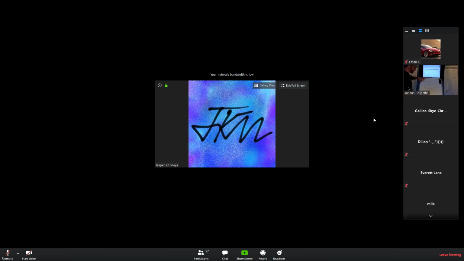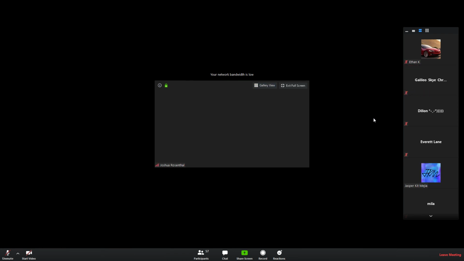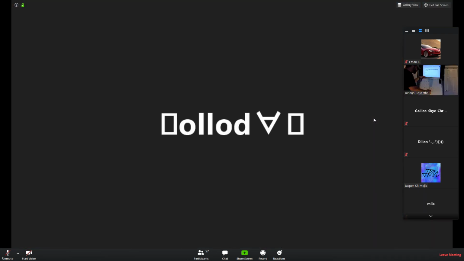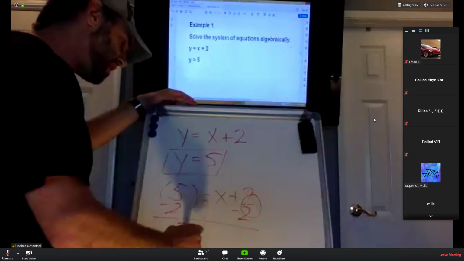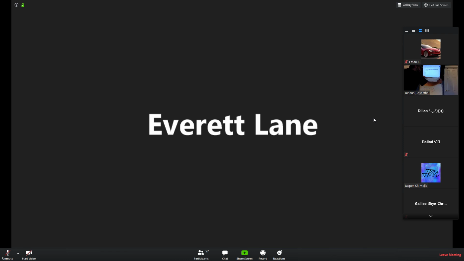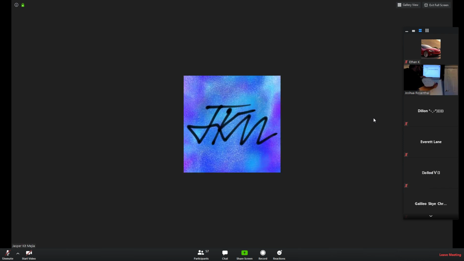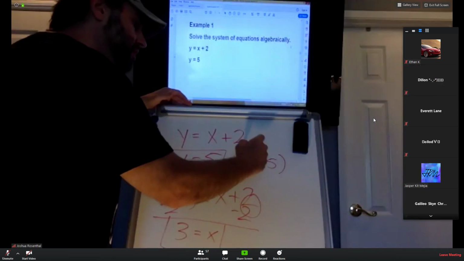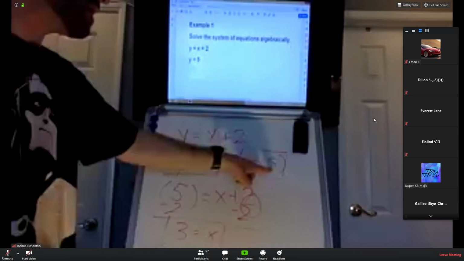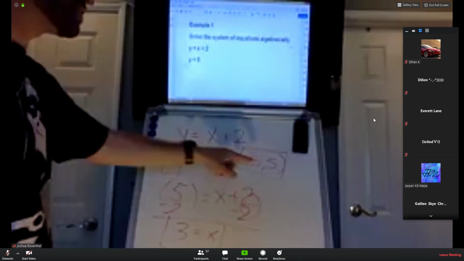So I rewrite the first equation with parentheses for the y, and I substitute the y. Then I subtract 2. And 3 is equal to x. So what's the coordinate then? It'll be (3, 5). This is a clean way to put it in your answer key. I can grade it so fast when you put it like that. Then I know your solution is that coordinate.